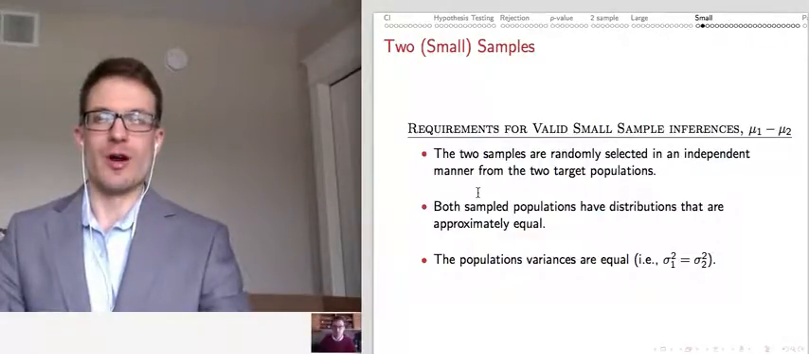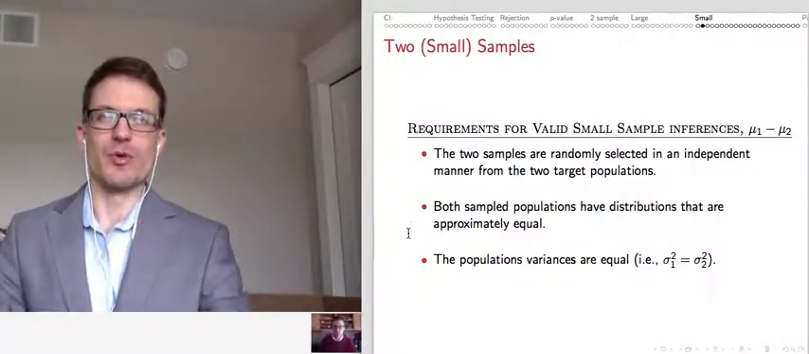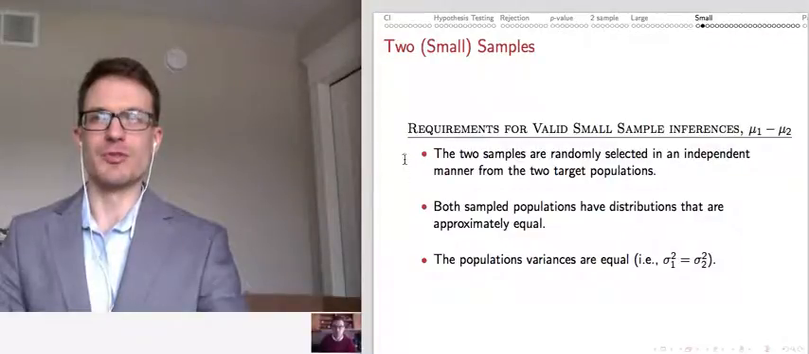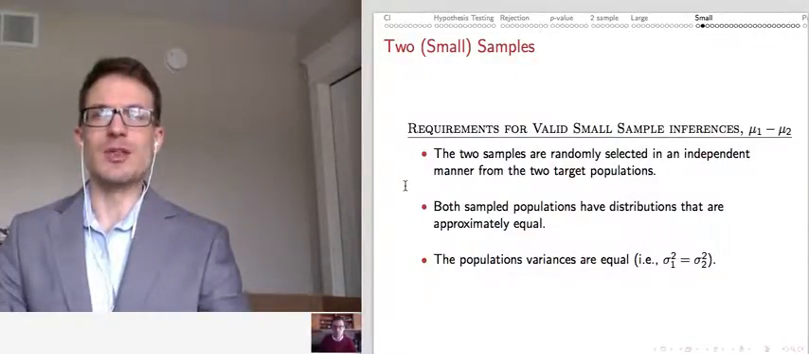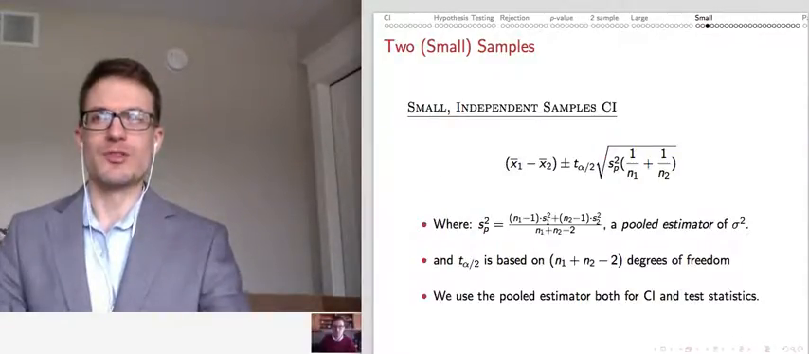So in order for our approach to be valid, we have the following requirements. We're going to need random samples from two populations with approximately similar distributions, in the sense that we're going to need to have equal population variances. Now that doesn't mean that we have to have equal sample variances, only equal population variances. And when these conditions obtain, we're able to use the following confidence interval.